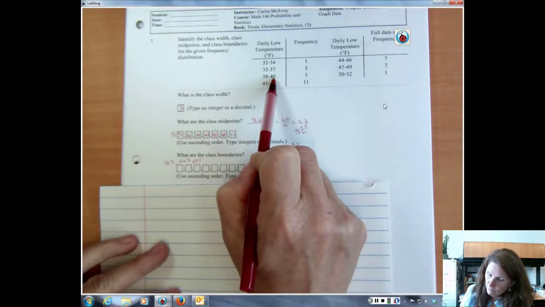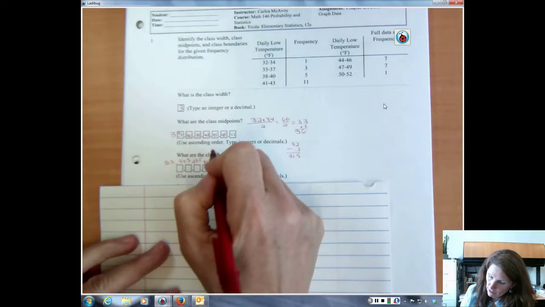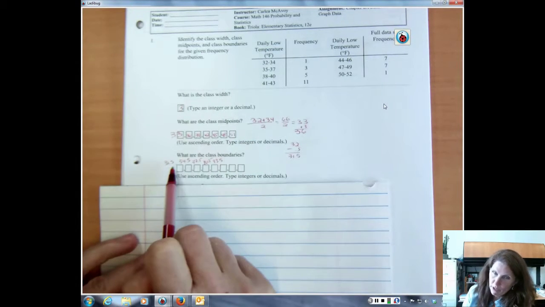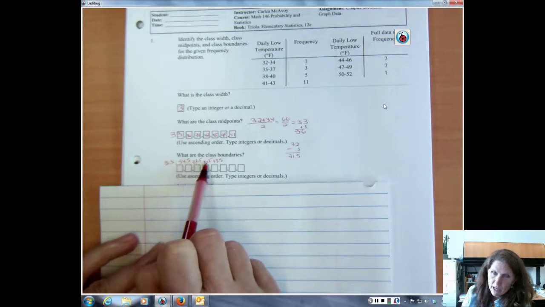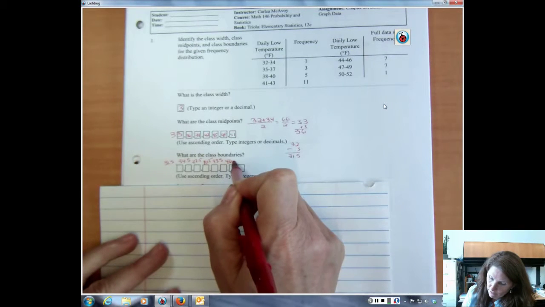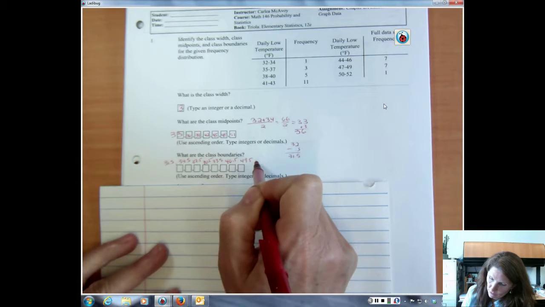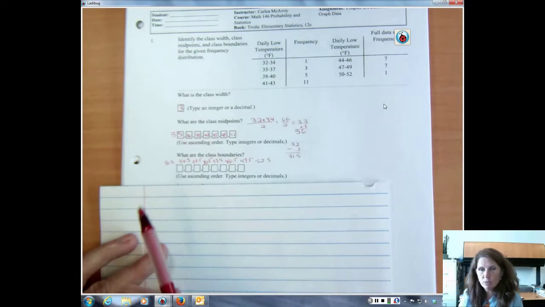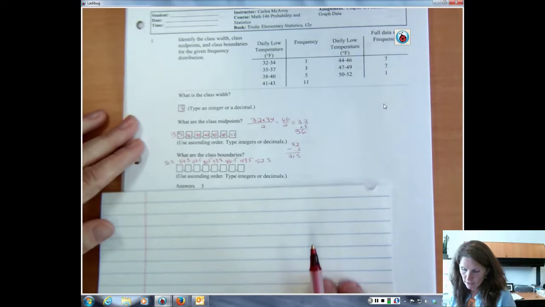40 and a half, 43 and a half. You can see what's happening here is these boundaries are also going up by 3. 31.5, 34.5, 37.5, and once you realize that, you can just keep going, and then 46.5, 49.5, and 52.5. So you're always going up half of greater, but because of the class width being 3, they're always like that. And that is that one.